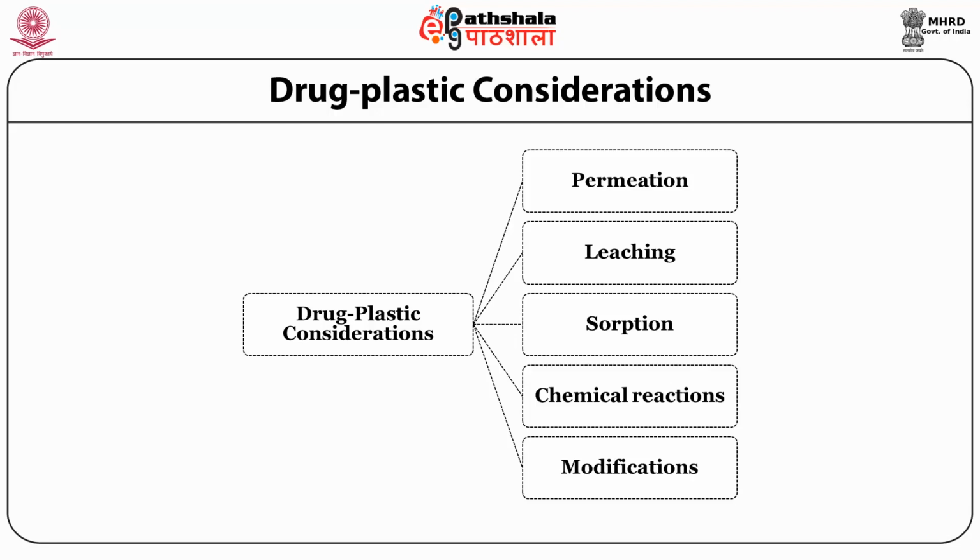Another thing is the chemical reaction. As the name indicates, in many cases there are some preparations which may react with the plastic, and it can form a very different type of moiety, and again it will put a very big question mark on the integrity of the preparation. And the last one is the modification, in which we generally make some modification in the plastic, so it can prevent the preparation from degradation or contamination.